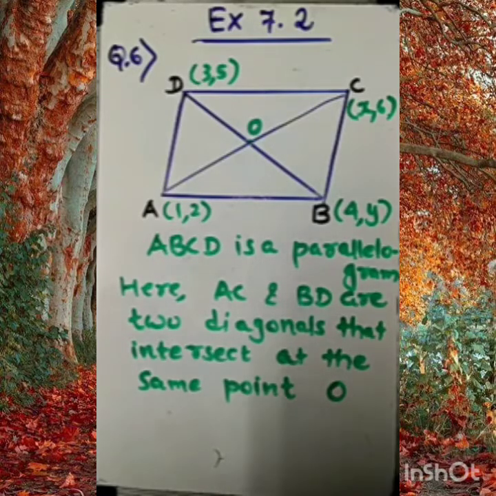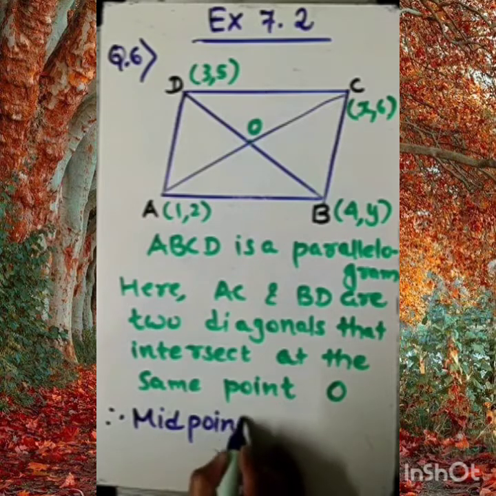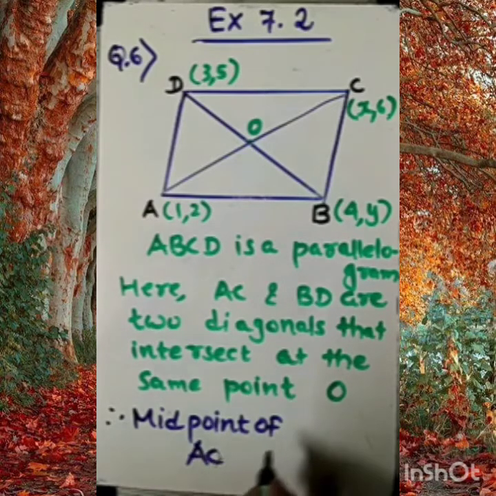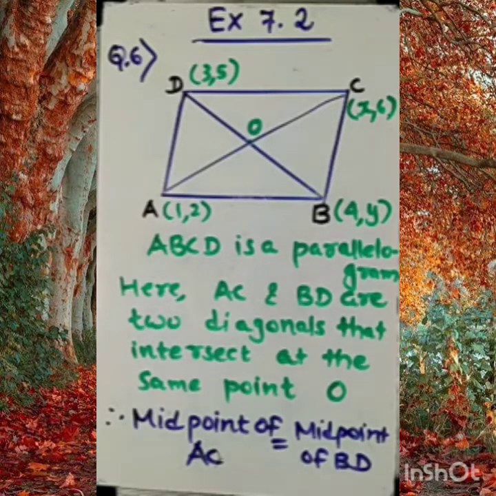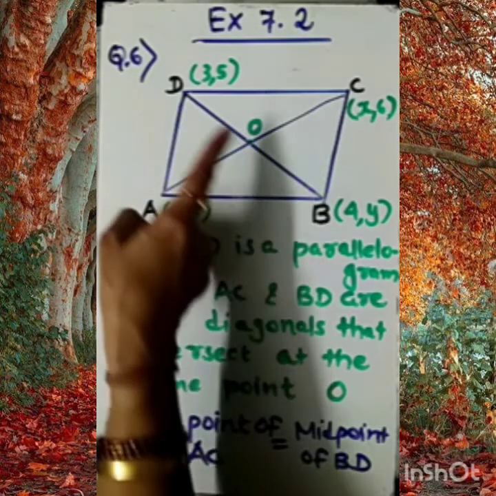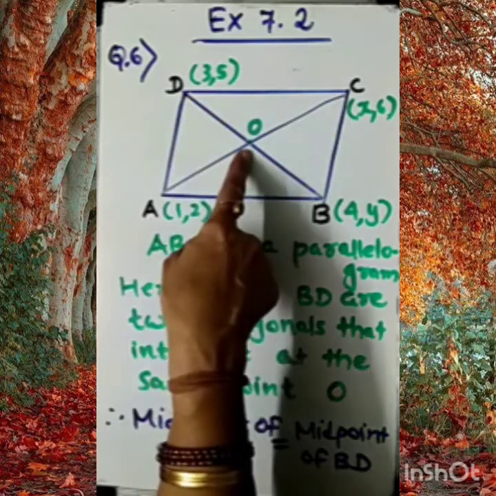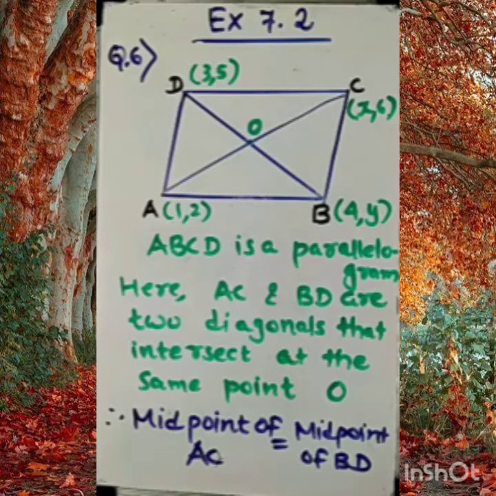So let's start. We know that the midpoint of AC, please remember dear student, will be equal to the midpoint of BD. The reason is that AC and BD are the diagonals of a parallelogram and they bisect each other. So whatever the midpoint of AC is, that is O, it will be the midpoint of BD. Half of BD will be O, and half of AC will also be O. So let's find the coordinates now.